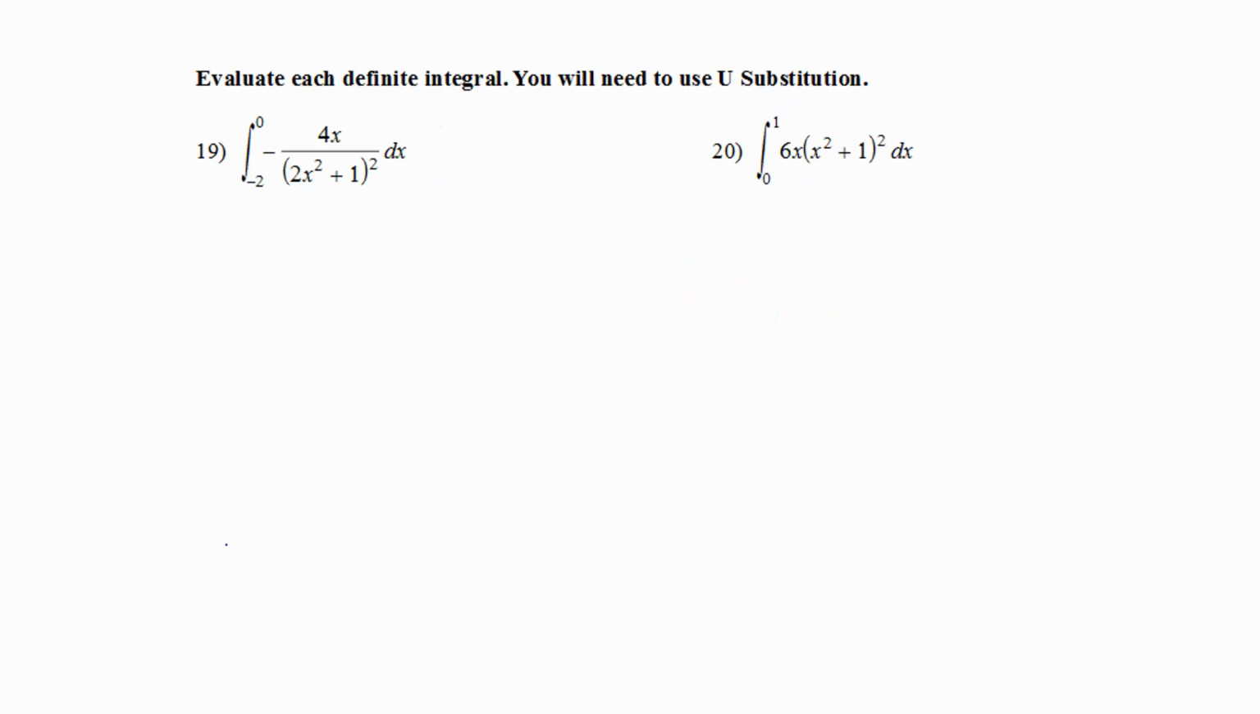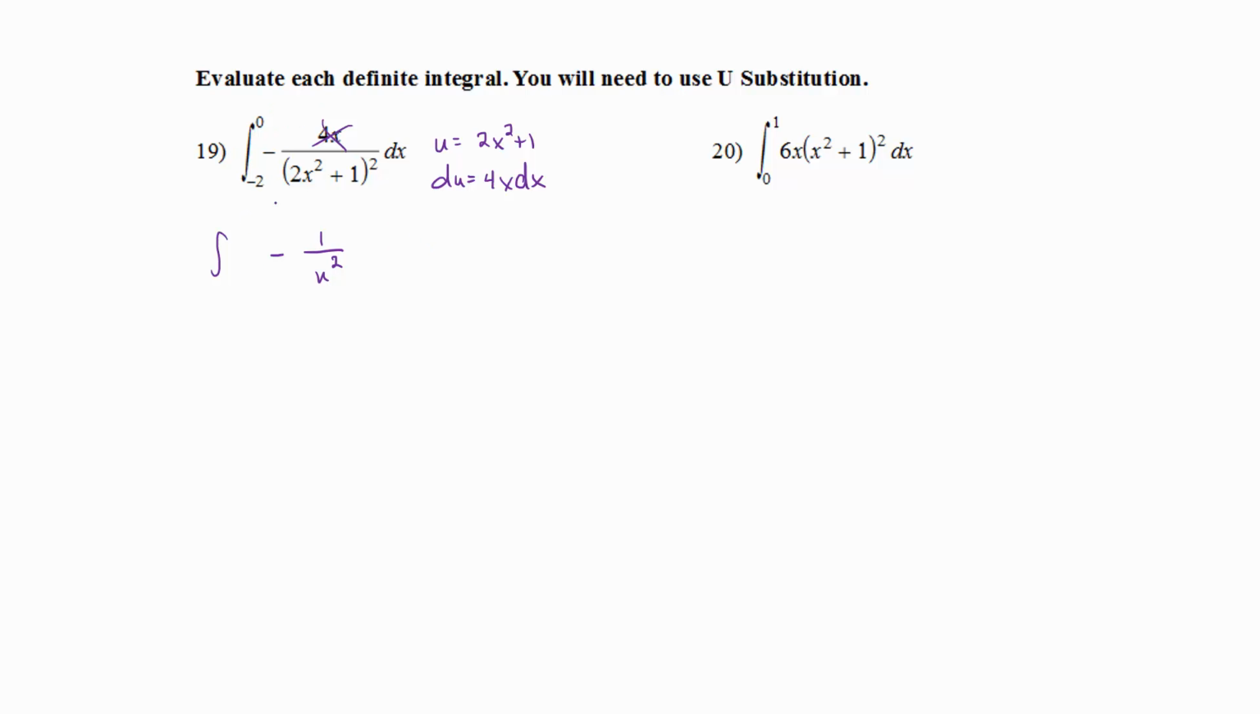Now we're going to do u substitution and definite integrals, so we're adding that step of plugging in numbers. We start this off the same way with making u be 2x squared plus 1, which is what's in parentheses on the bottom. We're going to take the derivative of that and get 4x, which means that this on top cancels out completely. And what we have is negative 1 over u squared right now.